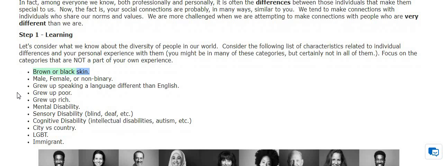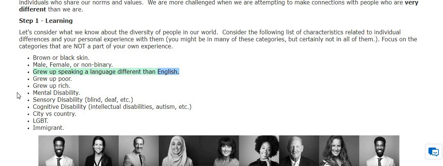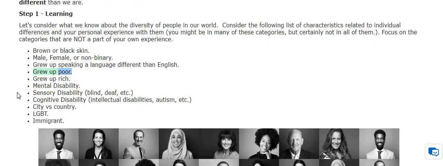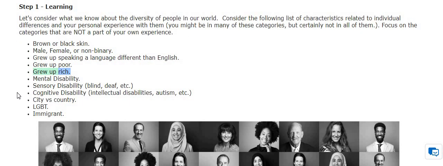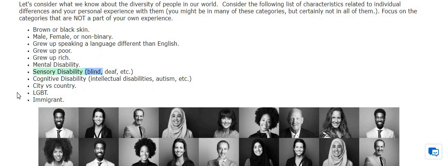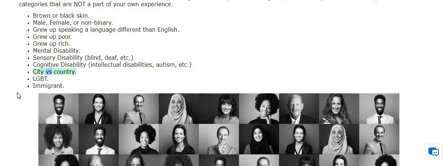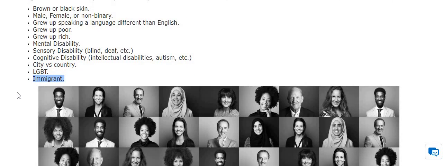Brown or black skin. Male, female, or non-binary. Grew up speaking a language different than English. Grew up poor. Grew up rich. Mental disability. Sensory disability, blind, deaf, etc. Cognitive disability, intellectual disabilities, autism, etc. City versus country. LGBT. Immigrant. Small pictures of different people.